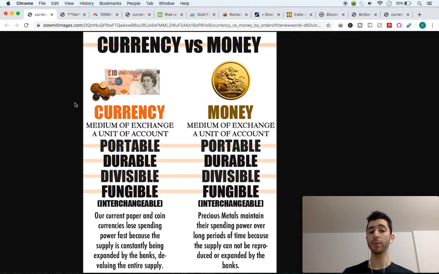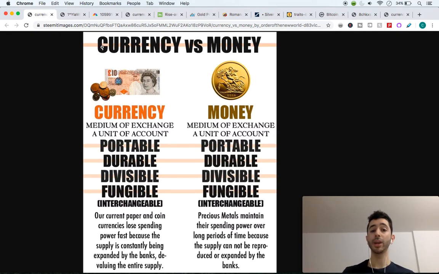When it comes to portability, for example, using a cow, I guess it's somewhat portable. But when it comes to durability, it's definitely not durable. You know, animals can die. If we're talking about fruits, they become rotten. Again, they're not divisible. You can't just break down a part of the cow so you can buy something of smaller value. And again, they're not fungible, they're not interchangeable. One cow is not the exact same as another cow, and one orange and another orange are not exactly the same.